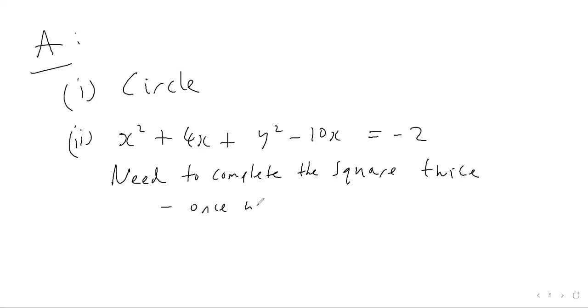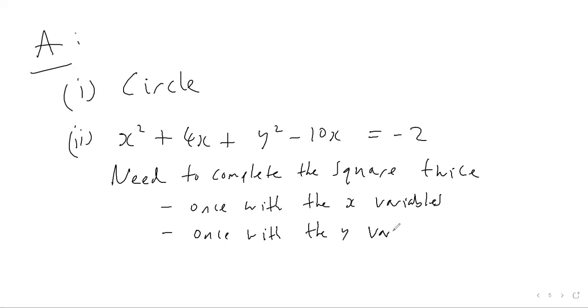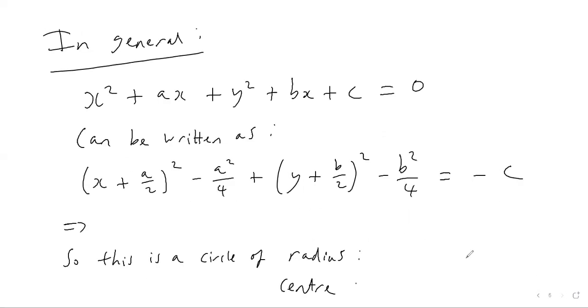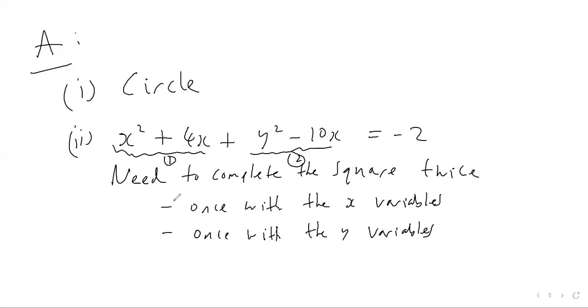Once with the x variables, and once with the y variables. So that's what we're going to do: completing the square with this part here, I'll call this part 1, and this part here, I'll call this part 2. Sorry, I've gone too far.